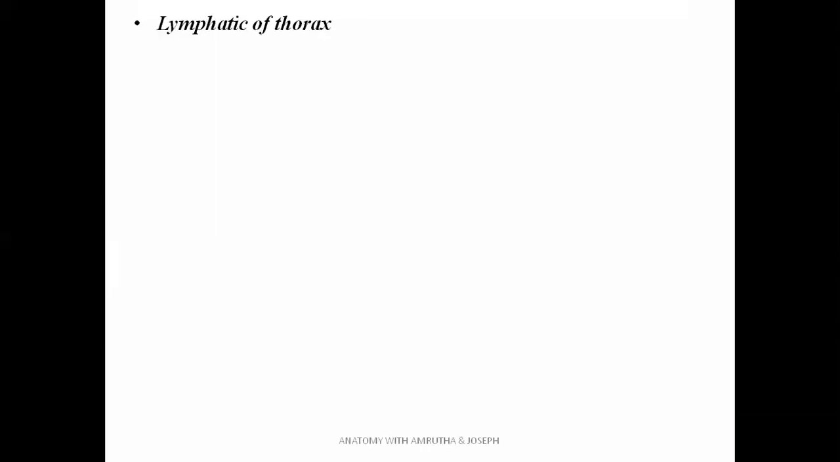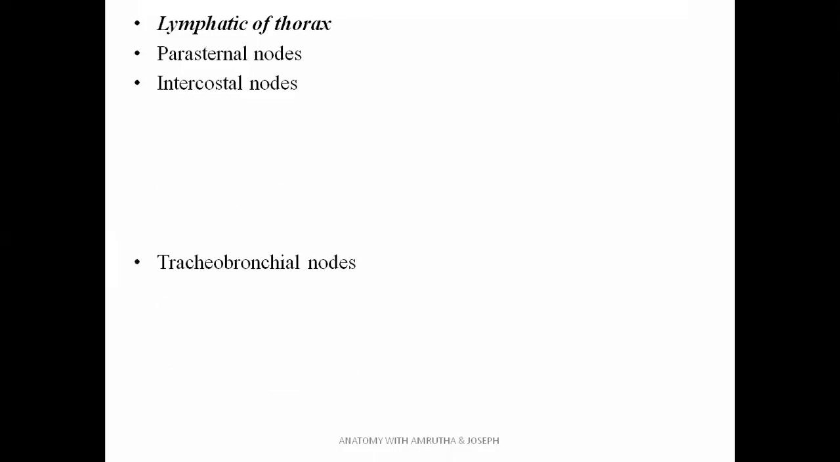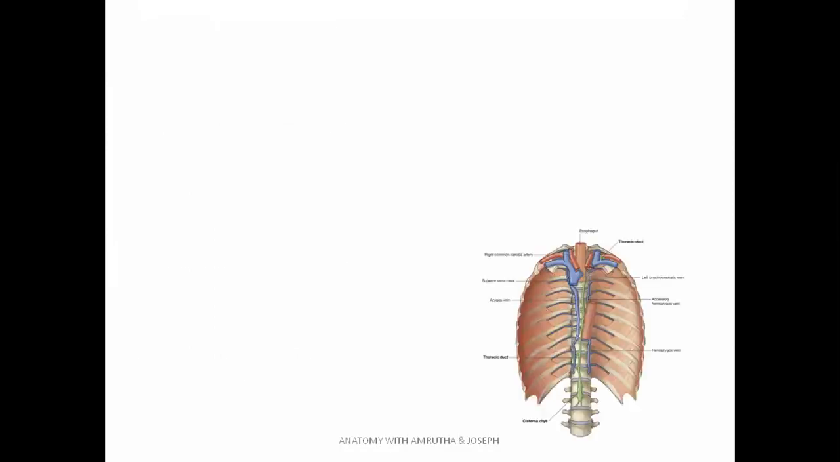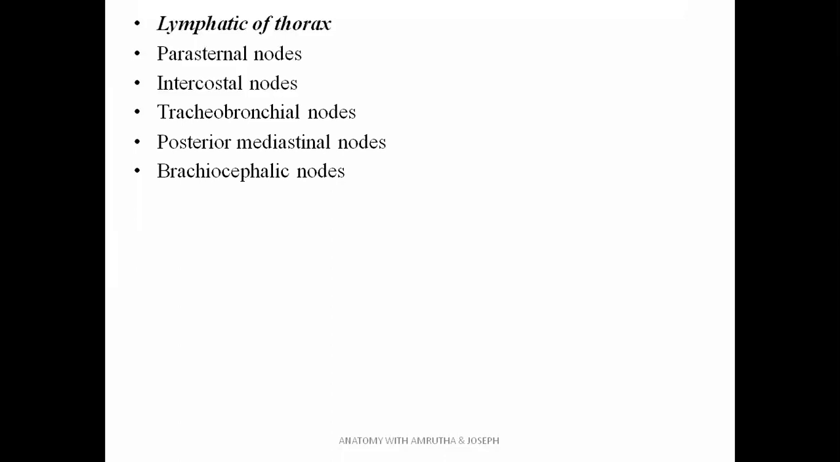Let's see the lymphatics of the thoracic region. Parasternal group of lymph nodes, intercostal lymph nodes, tracheobronchial lymph nodes, posterior mediastinal lymph nodes, brachiocephalic lymph nodes. These are the different groups of lymph nodes seen in the thoracic region. They are named according to the position where they are.